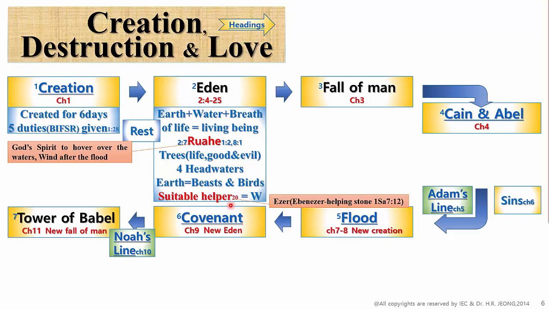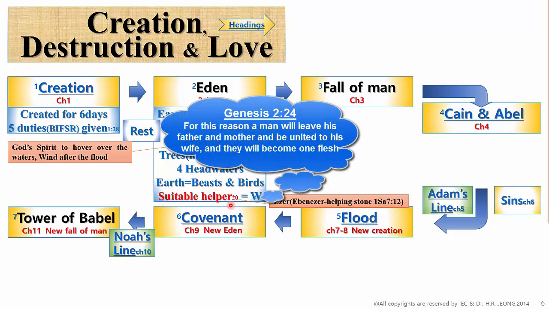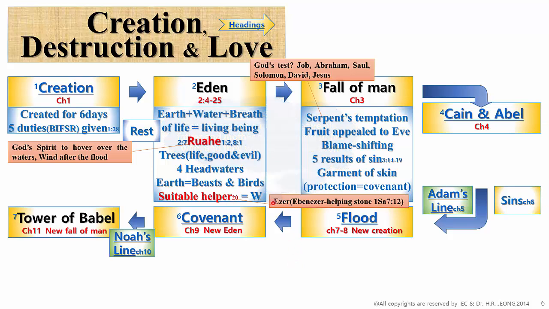It is difficult for a man to live alone, and it is for this reason a man will leave his parents and be united with his wife, and they will become one flesh. In Genesis chapter 2, verse 24. This is not about sexual discrimination. It is about a complementary partnership. In other words, a man and woman are complementary to each other.